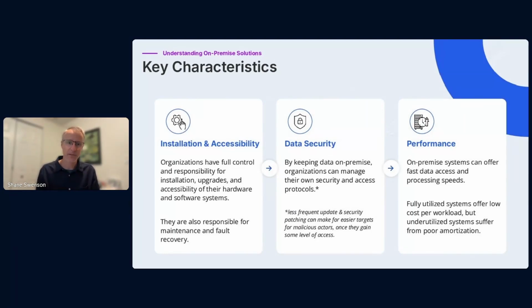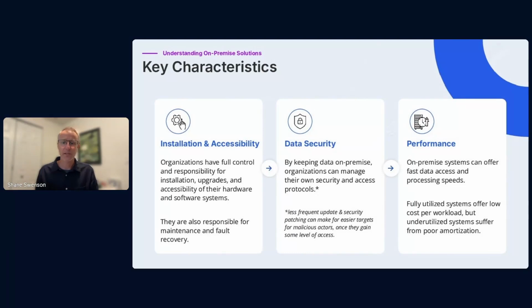This does come with a downside, which is that, especially in the current age of new security vulnerabilities being discovered on a regular basis, it is the owning organization's responsibility to maintain patching and keep those applications up to date. And if a malicious actor were to gain entry into that network, often on-premise applications are a less fortified target against the subsequent actions of those malicious actors.